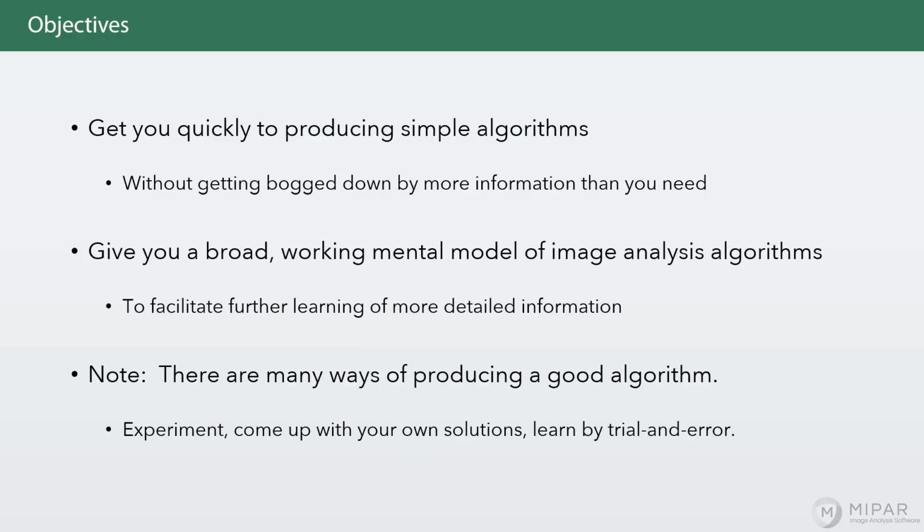Now the objectives for this section: first is to get you quickly producing simple algorithms. In some of our later sections, we'll get into a lot more detail on all the different steps that you can add to an algorithm, all the different manipulations you can do, all the different considerations you might have. But in this section, we just wanted to get the ball rolling. Get it so that you know, at least on a simple scale, the whole process of developing an algorithm and getting measurements out of it.